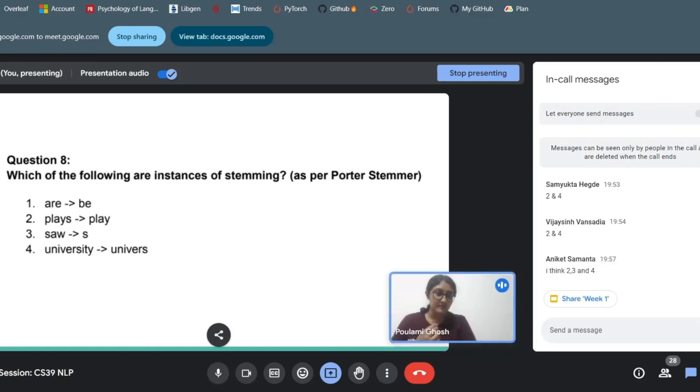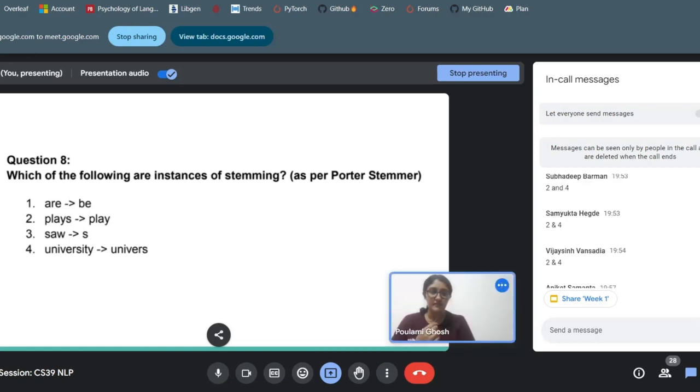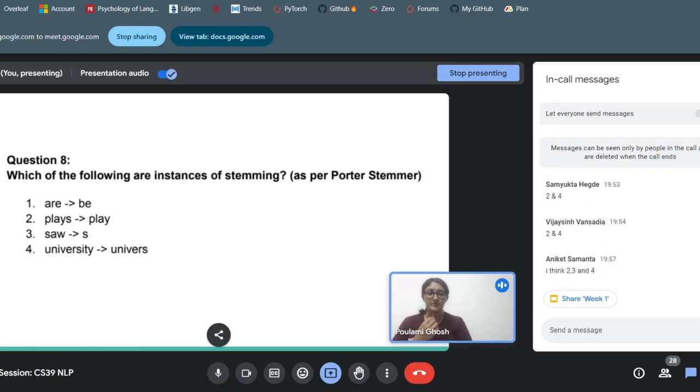How about Samyukta? You think options 2 and 4 are correct, right? Could you please explain? Yeah, I'm actually sure of options 2 and 4. And the third one, SAWS, I'm not really sure if in the Porter stemmer, in the list of suffixes, AW is a part of it. The sole reason I mentioned 2 and 4 is because I'm not sure of the third option. What about the first option though? First option, I think it's an example of lemmatization. It goes back to the root word. Okay, so that's not it. Okay.